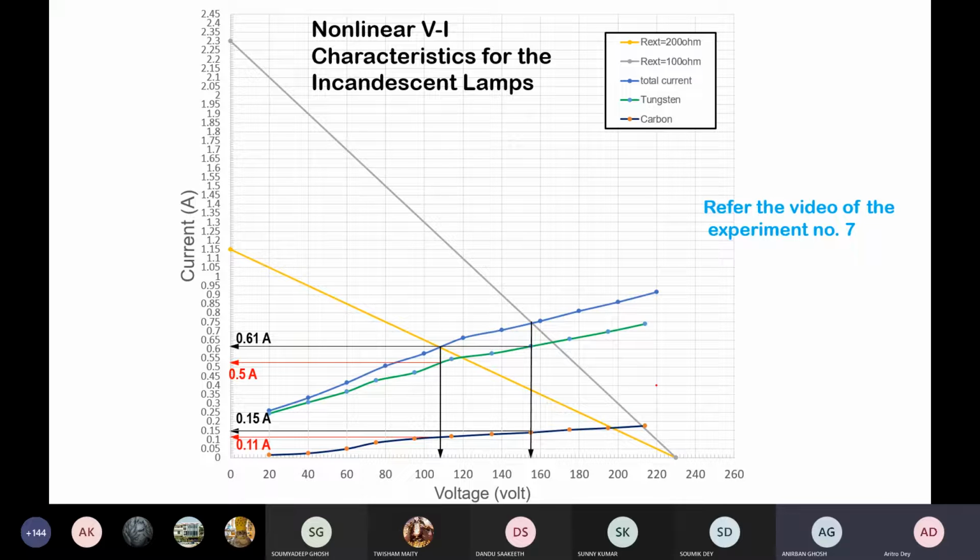Okay, so we don't know actually, right? So what is the load? So what is there? This is your source, which is 230.